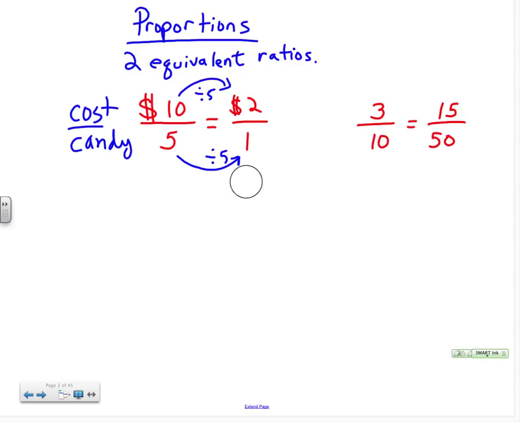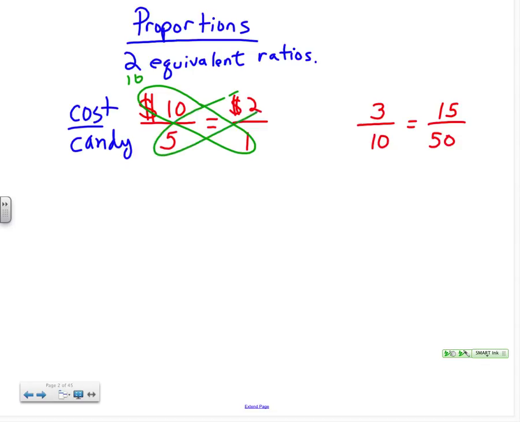Another way you can tell if these are proportional is to use cross products. So if we multiply going across, 10 times 1 is 10. 5 times 2 is 10, so we can say yes, these two rates or ratios are proportional.